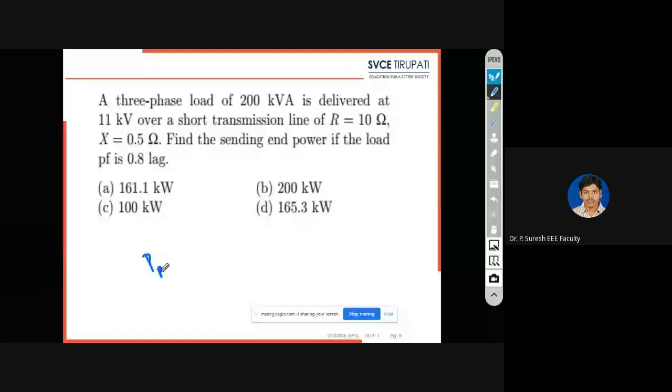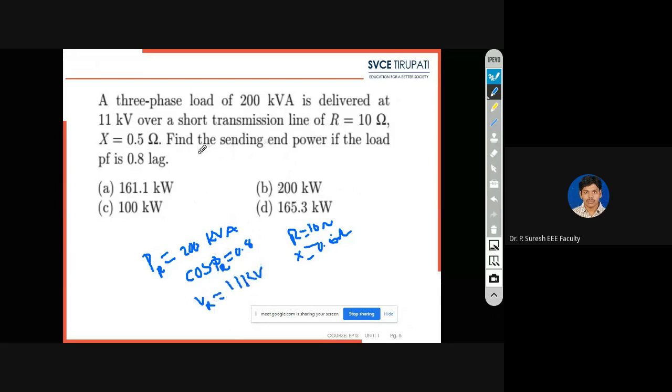So what did they give? They gave delivered power. Delivered power means which power? Receiving end power. How much did they give? 200 kVA. They gave power factor, cos phi R, equal to how much? 0.8 lagging. They gave resistance as 10 ohms and reactance as 0.5 ohm. And they gave the delivered voltage, the receiving end voltage, how much? 11 kV. Find the what? Sending end power.